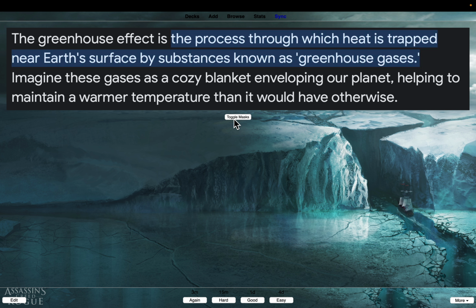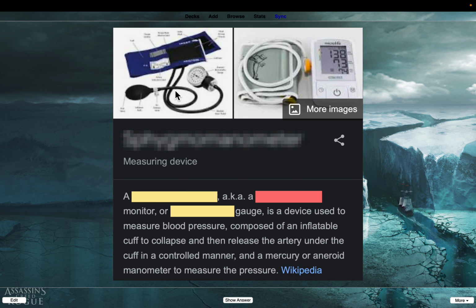So this is, I believe, affiliated with the idea of global warming. The more greenhouse gases, the warmer the Earth is, basically. Key phrase: heat is trapped near Earth's surface. I think this has to be in the atmosphere. So imagine these gases as a cozy blanket enveloping our planet, helping to maintain a warmer temperature than it would have otherwise.